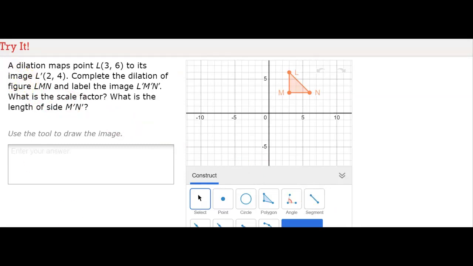A dilation maps point L, 3, 6 to its image L prime, 2, 4. Complete the dilation of figure LMN and label the image L prime, M prime, N prime. What is the scale factor? What is the length of side M prime, N prime?